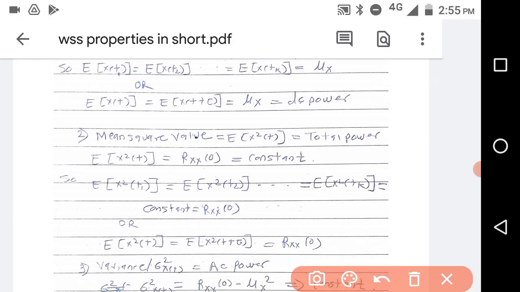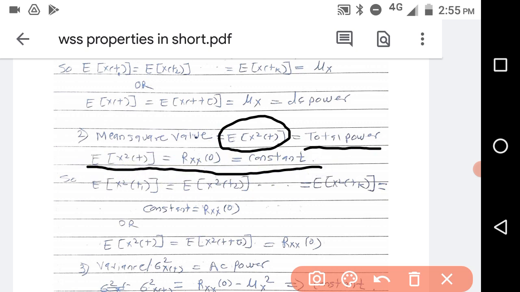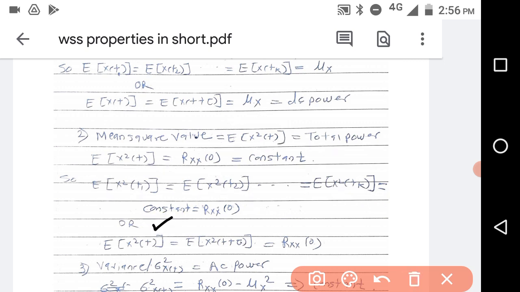So let us find the mean square value. Mean square value is E of x square t. It is nothing but the total power of that process. So E of x square t for the stationary random process is Rxx(0), that is constant. That means it is not depending on the time. So E of x square t1 is equal to E of x square t2 is equal to E of x square tk, that is equal to Rxx(0). Again, instead of t1, t2 you write one instant as t and another instant as t plus tau. So E of x square t is equal to E of x square (t plus tau) is equal to Rxx(0). Here also we can say that the total power of the random process is equal to the total power of the random variable, that is equal to Rxx(0).